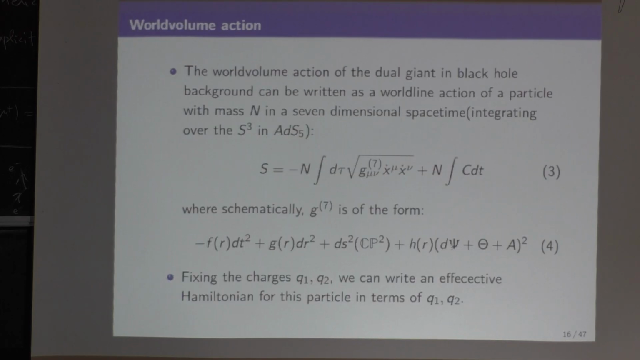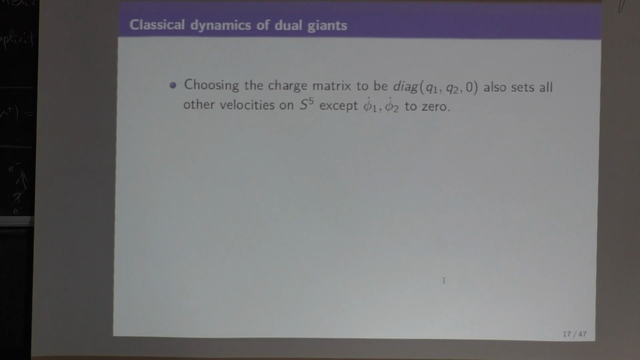Okay, so now we do the same thing. We fix the charges Q1 and Q2. Remember that Q1 and Q2 were the diagonal charges of the U(3) matrix. And we can write an effective potential for this particle in terms of Q1 and Q2.